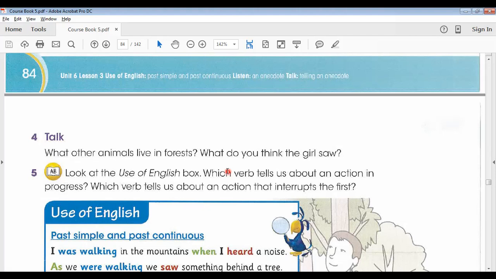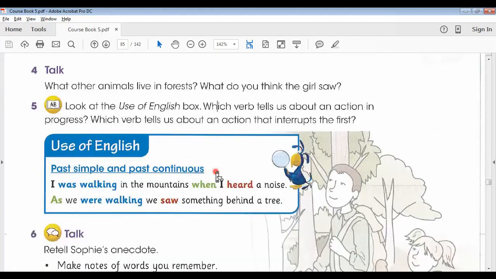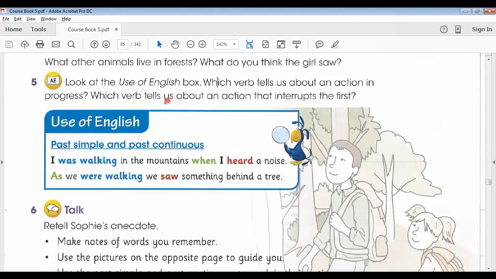Then I asked them, what do you think the girl saw? So some of the students said it was just a bear. Someone said that it was an abominable snowman. But as you know, this is only a prediction, so all the answers are correct for this discussion activity. Then we discussed the past simple and past continuous tense, and I am going to include a short tutorial video, so watch and listen.